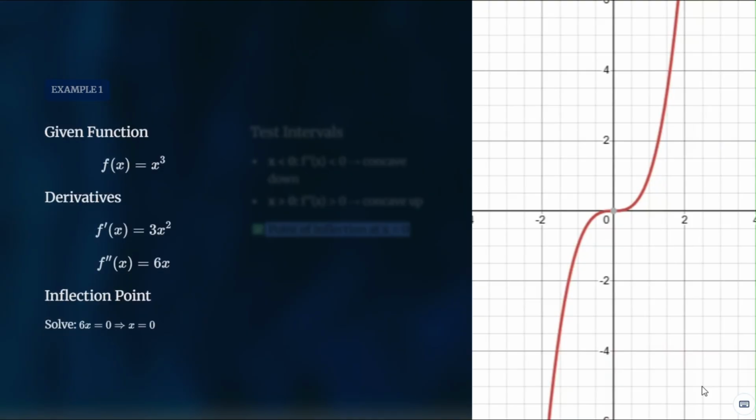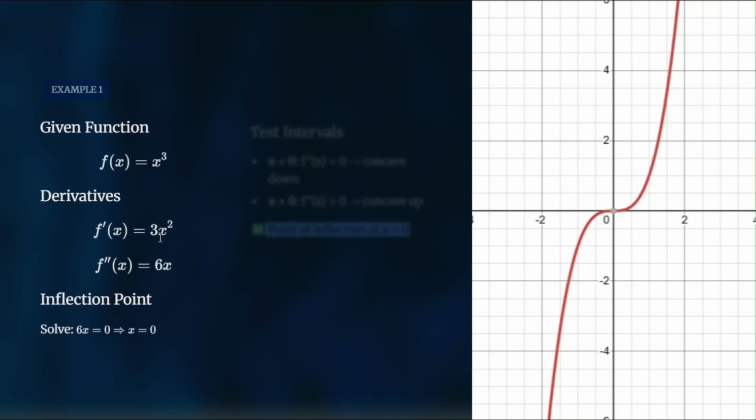In this first example, given the cubic function f of x equals x cubed, in order to find concavity, we'll need to first find the first derivative. F prime of x will be equal to 3x squared. And from the first derivative, we can find the second derivative. F double prime of x will be equal to 6x. In order to find the points of inflection, we'll let the second derivative be equal to 0. And solving for x, x will be equal to 0.